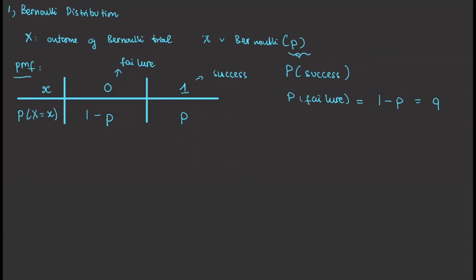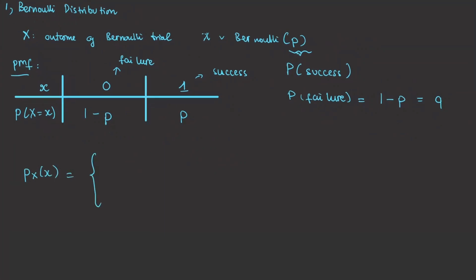You can either write this table, or you can write it as a piecewise function like this. When x is equal to 0, the probability that X equal to 0 is 1 minus p. And when x equal to 1, the probability that X equal to 1 is p. So we will derive the expected value and the variance of a Bernoulli random variable from this.